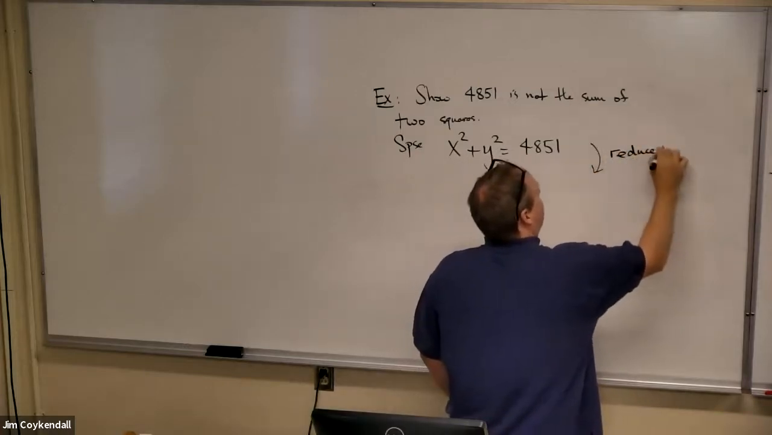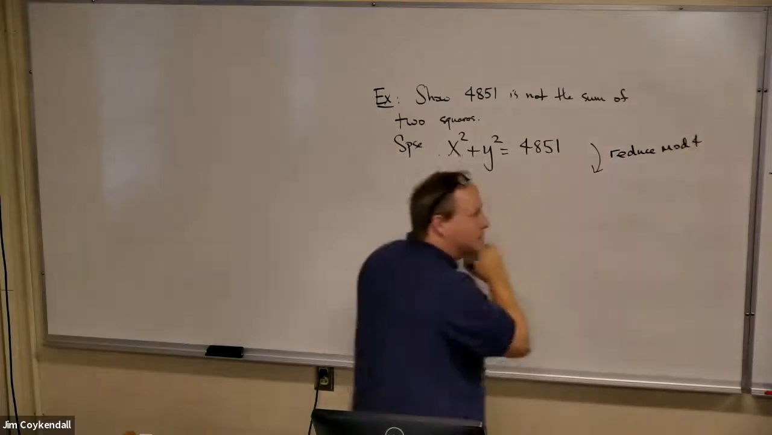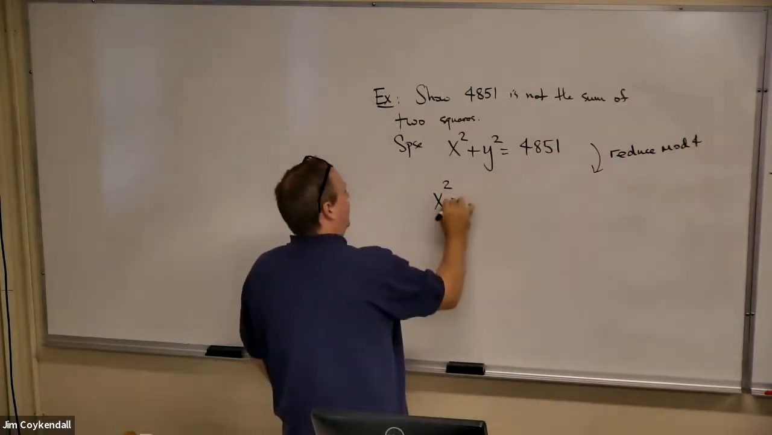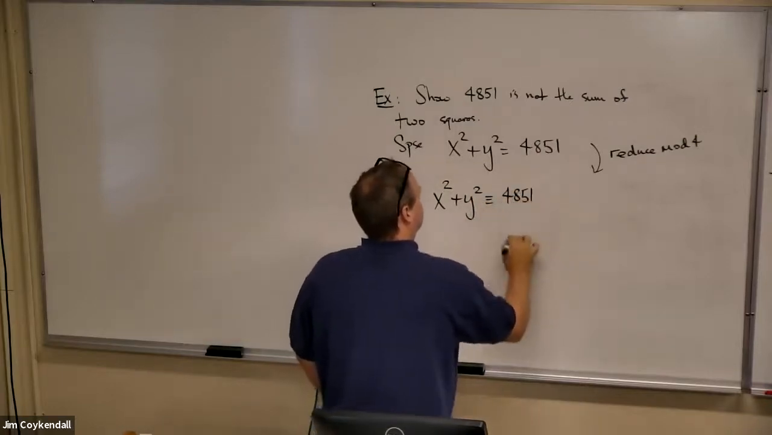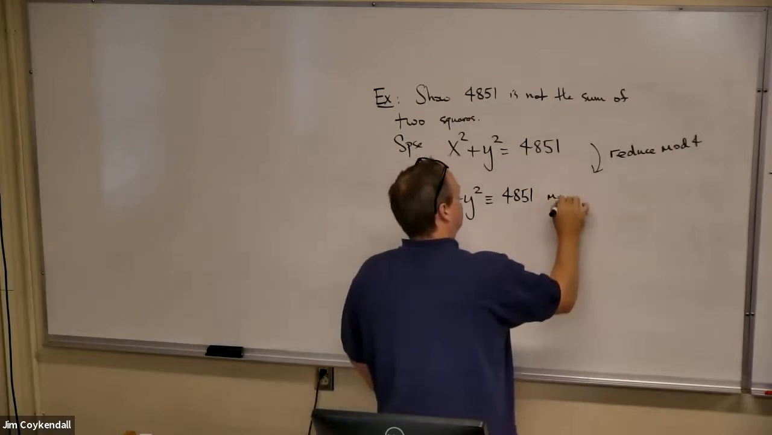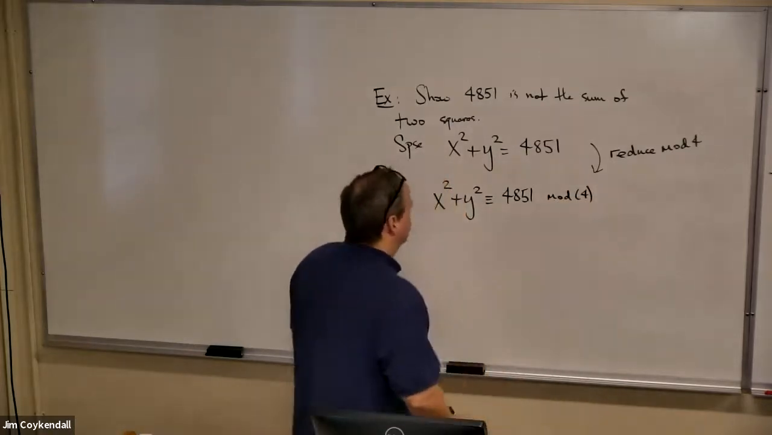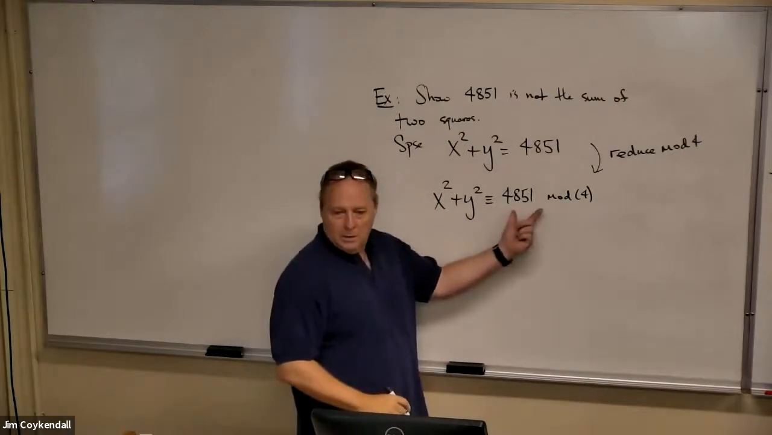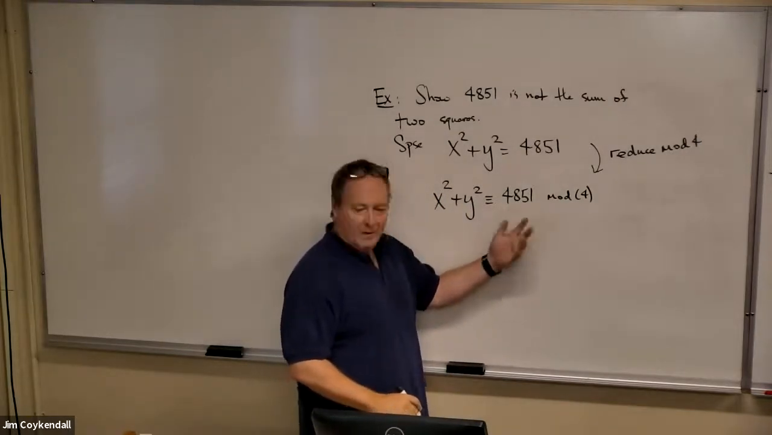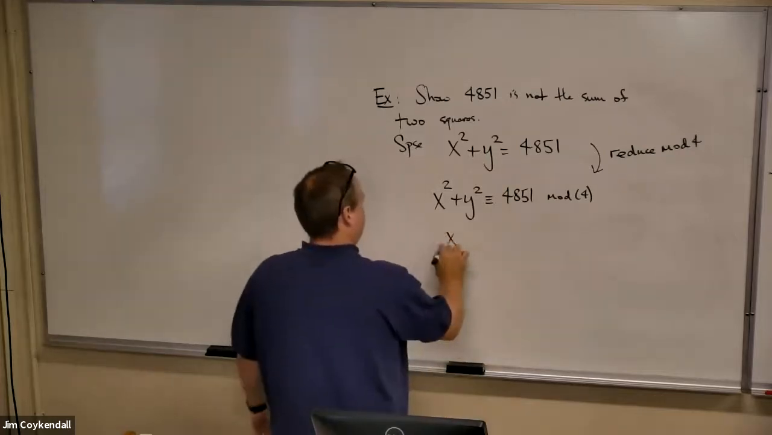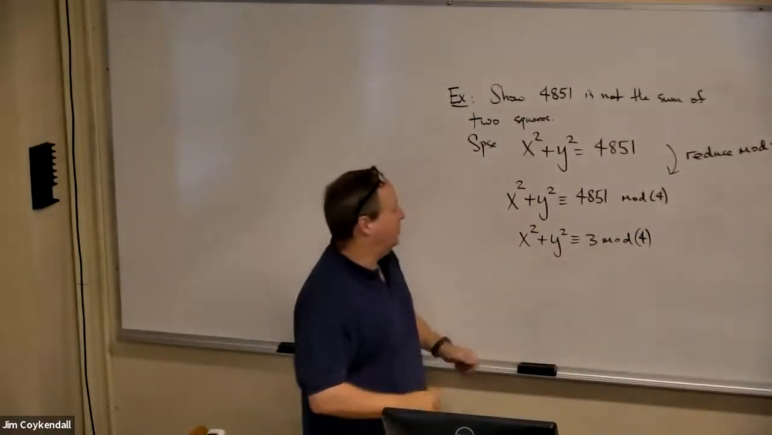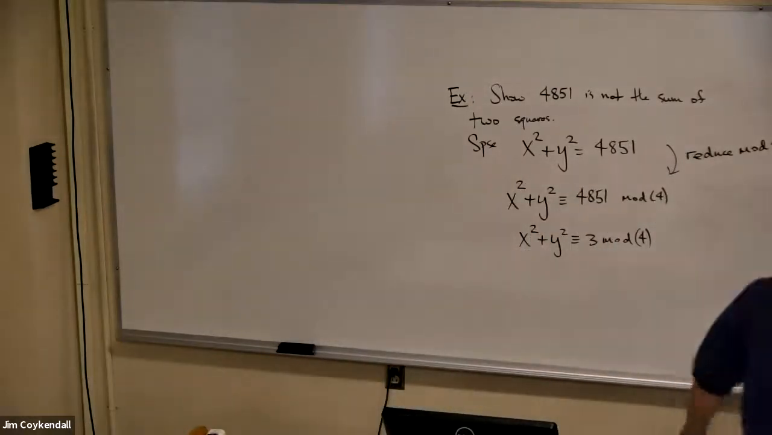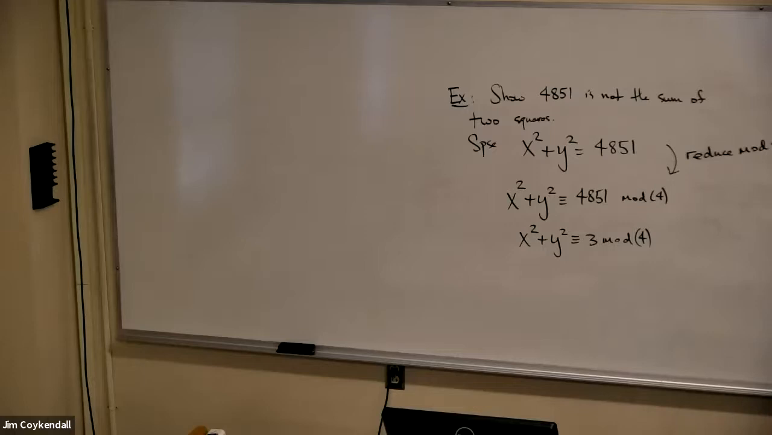Reduce mod 4. All my properties say that I can do this. Well, what is this mod 4? If I divide 4851 by 4, what's the remainder? It's 3. You can only get 0, 1, 2, or 3. It's not even, so it's not 0 or 2, and it turns out it's 3.